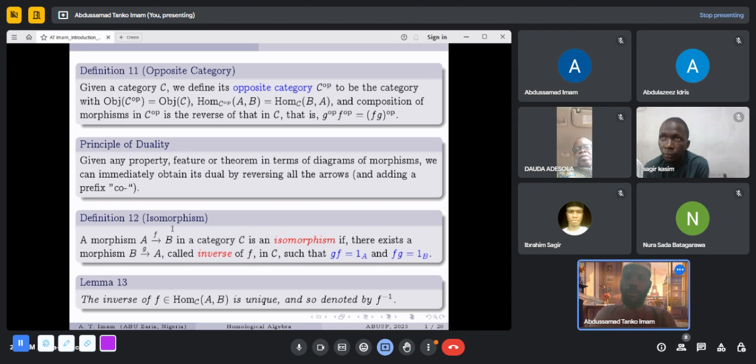So a morphism F is called an isomorphism if there exists another morphism G, a reverse morphism, called the inverse of F, such that G after F is 1_A, not the identity morphism on A, I mean the identity morphism on A. And F after G is 1_B. You see, I used to say G after F, I mean, perform F first, then G.